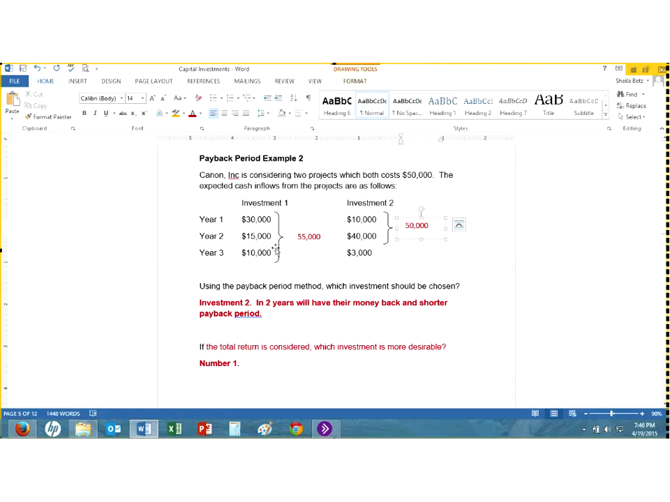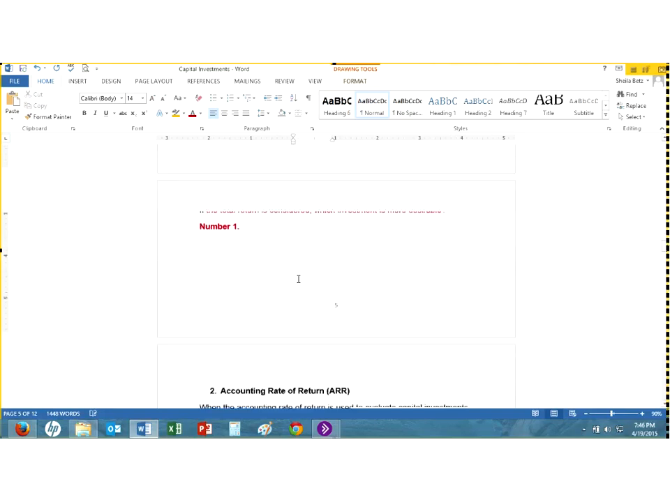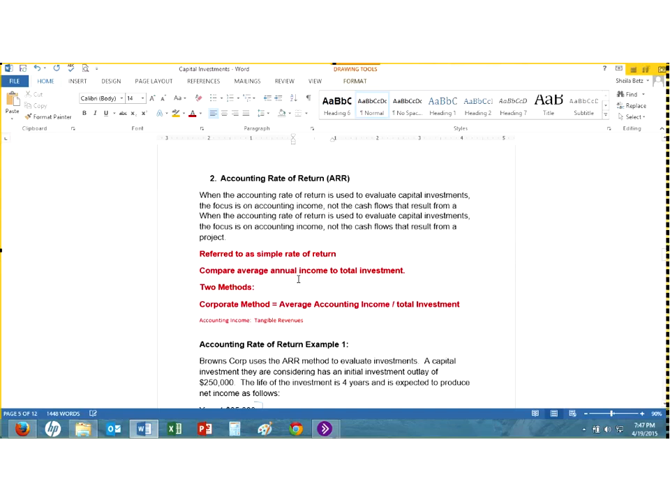But a company may say, well, for just having to wait half a year longer, we'll get our money back and we'll get more money. So that's why you usually can't use only one tool to make your decision. You have to look at the whole picture. But that's payback period. Not too bad of a tool at all.